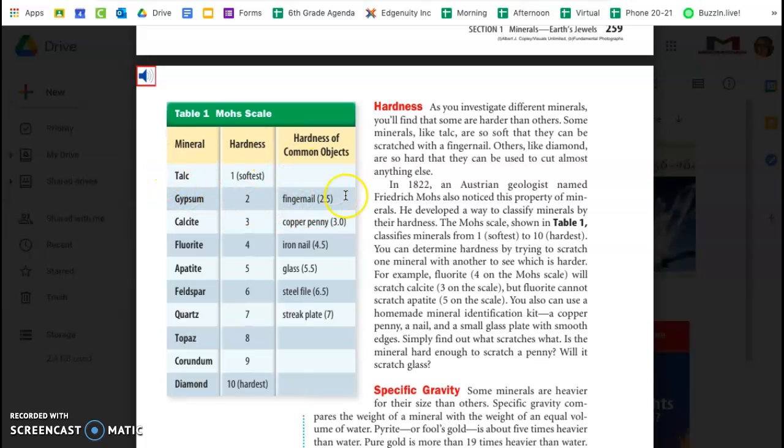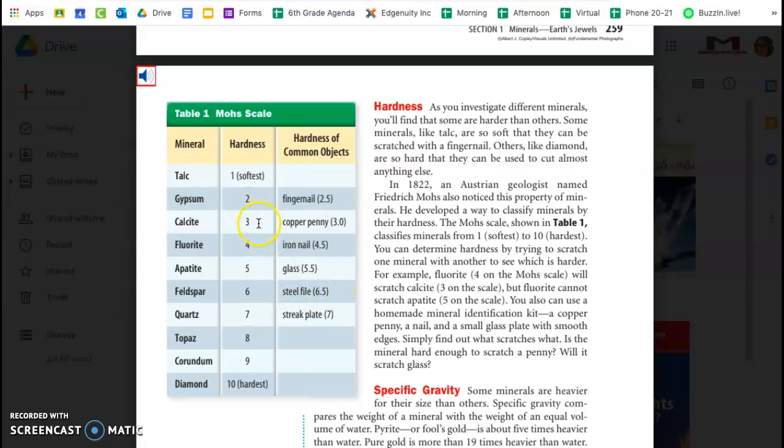If it does, it has a very low hardness, and that mineral is very soft. Then we'll go through a series of trying other things. If your fingernail doesn't scratch, we try a penny, and then a nail. The glass, you normally lay down a piece of glass and see if your mineral will scratch the glass. You can take different minerals and try to scratch them against one another.